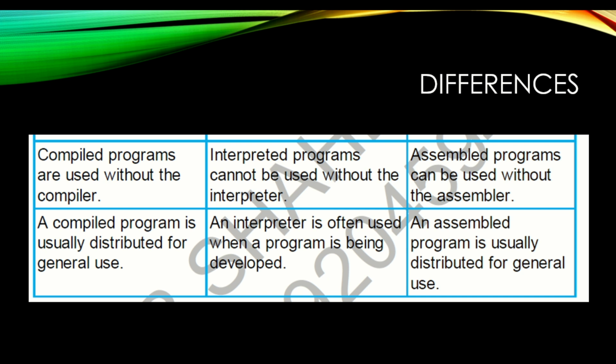For a compiler, a compiled program is usually distributed for general use. An interpreter is often used when a program is being developed, for finding bugs and so on. An assembled program is usually distributed for general use.